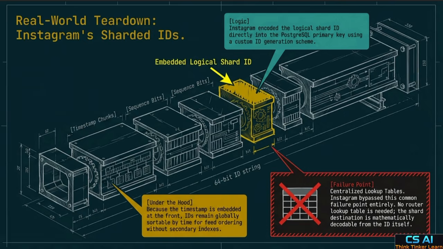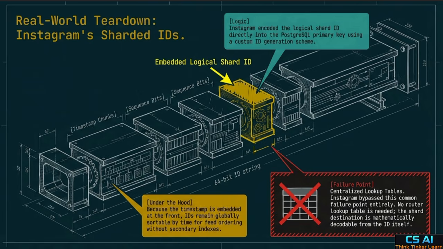Let's look at the real world teardown. The logic is that Instagram encoded the logical shard ID directly into the PostgreSQL primary key using a custom ID generation scheme. This custom 64-bit ID included timestamp chunks and sequence bytes along with an embedded logical shard ID. Under the hood, because the timestamp is embedded at the front, IDs remain globally sortable by time for feed ordering without secondary indexes. This is a clever optimization.